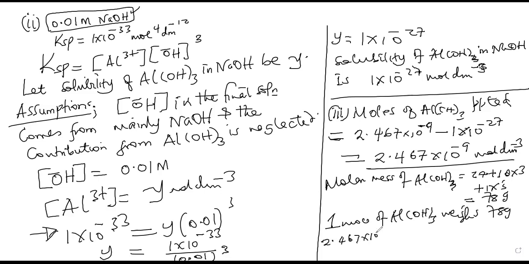What about these moles? 2.467 exponent negative 9 moles weigh 78 times 2.467 exponent negative 9 grams. On multiplying, you're going to get 1.924 exponent negative 7 grams per decimeter cubed. So that is the mass precipitated: 1.924 exponent negative 7 grams per decimeter cubed.